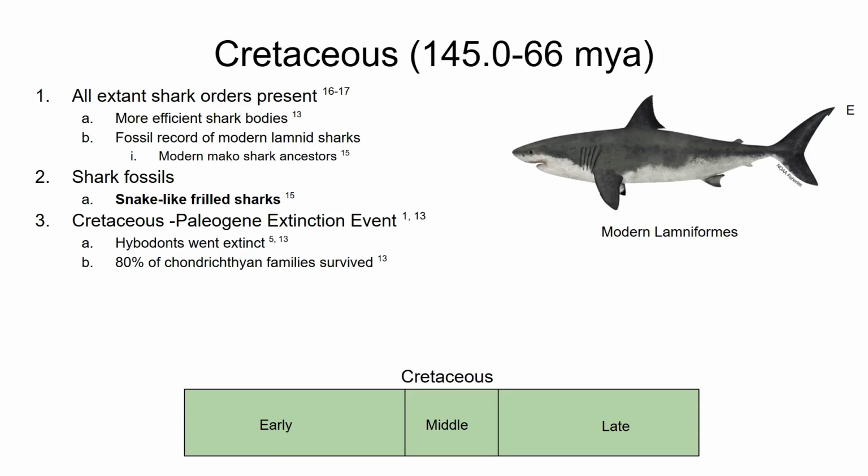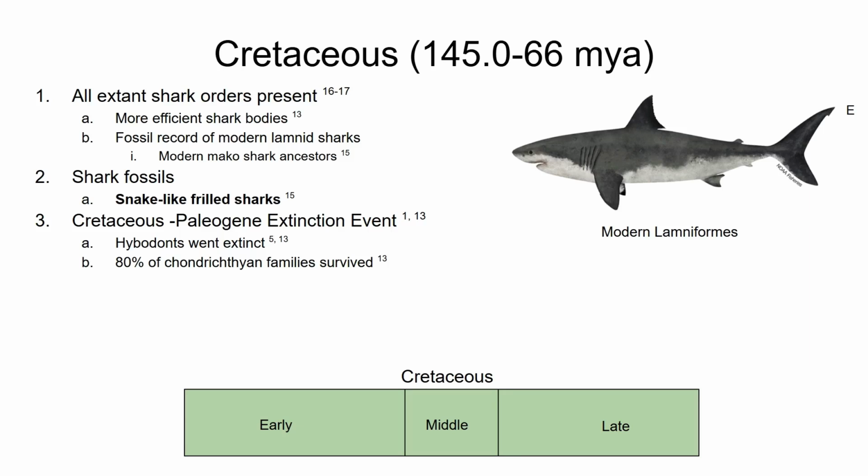Are all the extant shark orders today present? How much did shark bodies change? Did lamnid shark ancestors appear? All extant shark orders were present during the Cretaceous period. Their bodies became more streamlined, able to swim faster, and got new senses to detect prey. The modern lamnid shark's ancestors appeared in the fossil record. These were today's mako shark's ancestors.